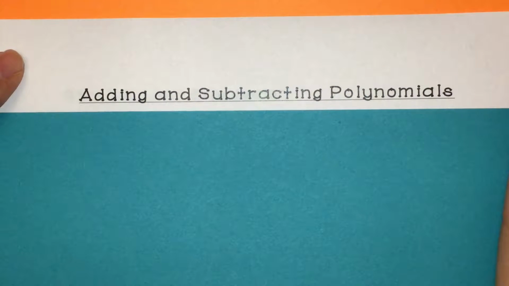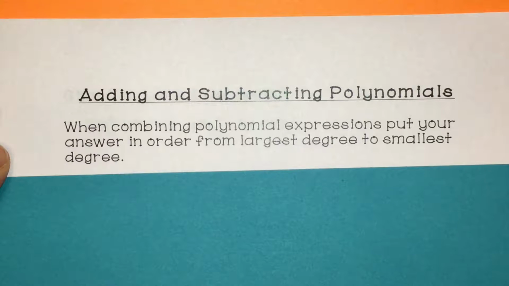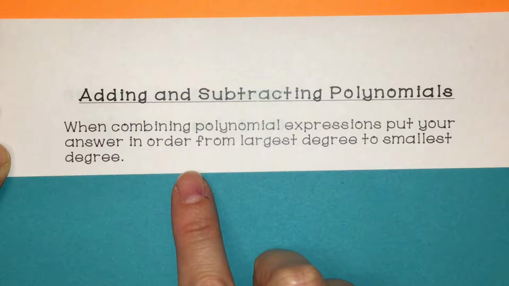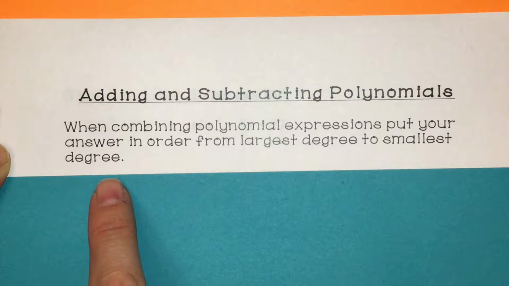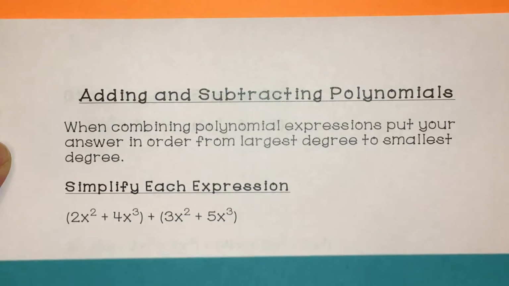All right, we're going to add and subtract polynomials. So remember, when we're combining polynomial expressions by adding or subtracting, you need to put your final answer in order from largest degree to smallest degree. The largest degree would be the term with the largest exponent. The smallest degree would be the one with the smallest exponent on the variable. If it doesn't have a variable, if it's just a number, the degree would be 0. So that would be the smallest degree.